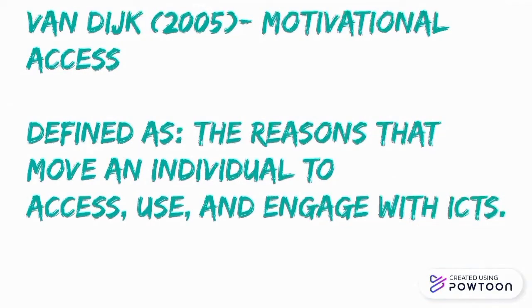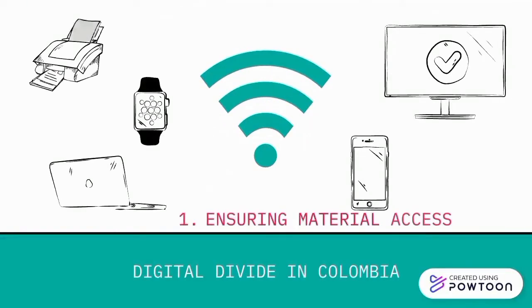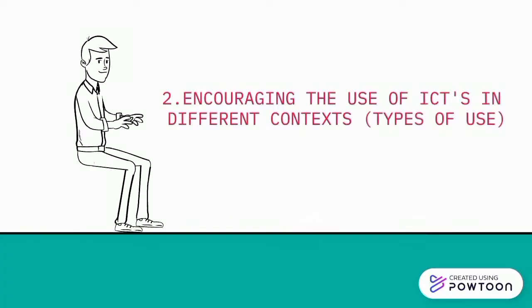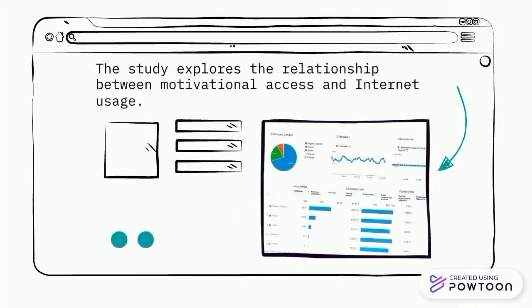Motivational access is one of these aspects, and it is defined as the reasons that move an individual to use these ICTs. In Colombia, the policies about digital divide started by trying to ensure material access. However, nowadays, it is important also to encourage the use of ICTs in different contexts. That means the types of use. That's why this study explores the relationship between motivational access and internet usage.